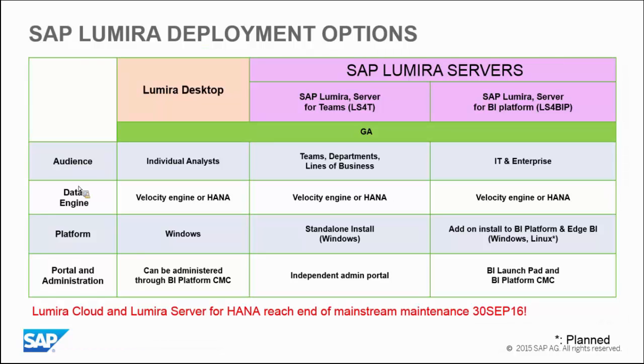All these deployments come with an in-memory engine which we call the Velocity Engine, which helps analyze the contents within Lumira by running in memory. So all your data is loaded in memory when you are working with a document in Lumira. Having said that, if you have HANA in your organization, you can delegate all the calculation to HANA, taking advantage of the power of HANA by connecting Lumira to HANA using HANA online mode.